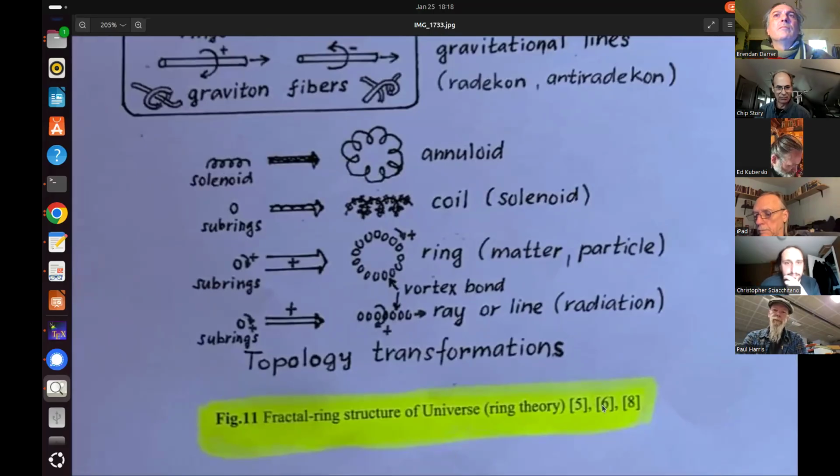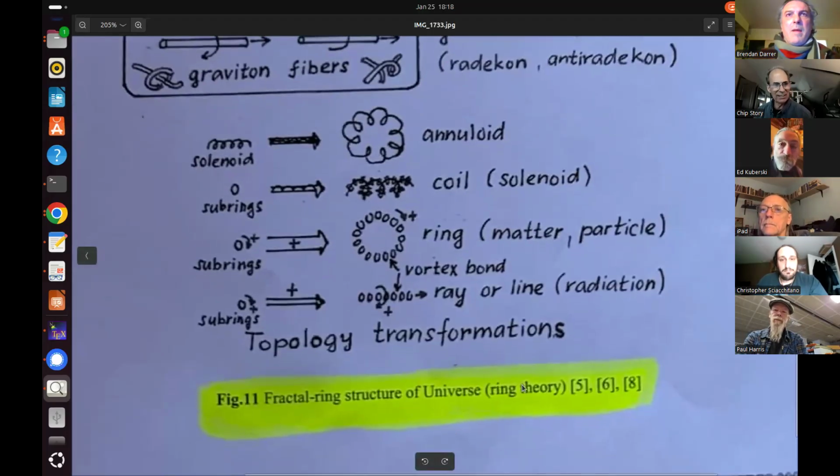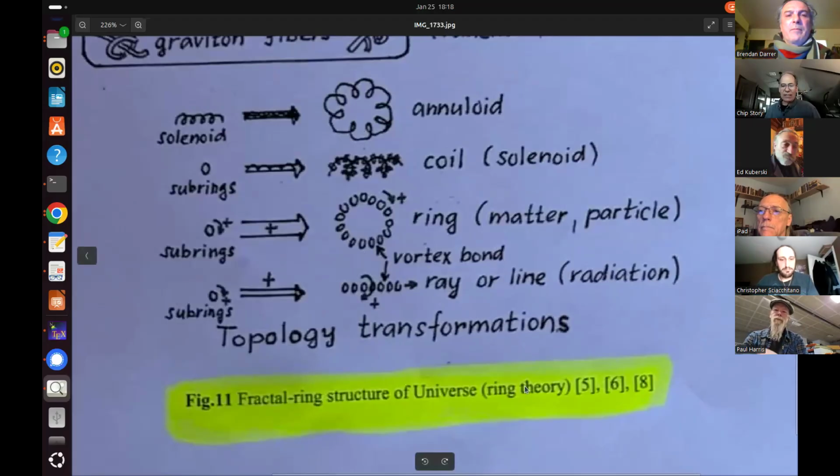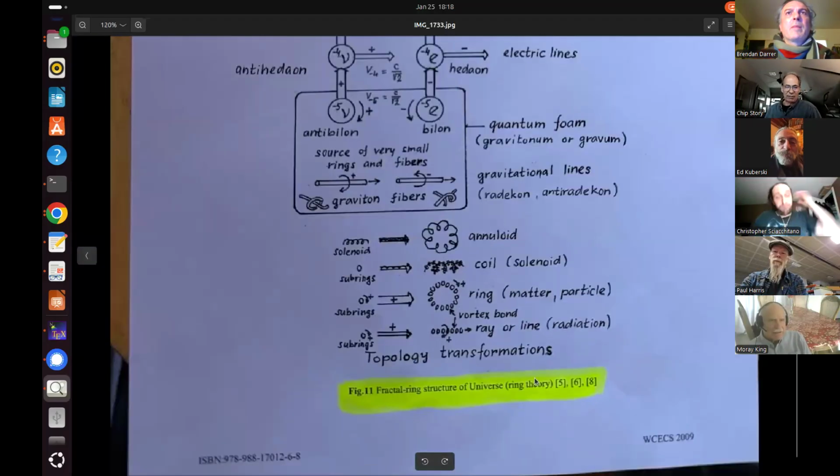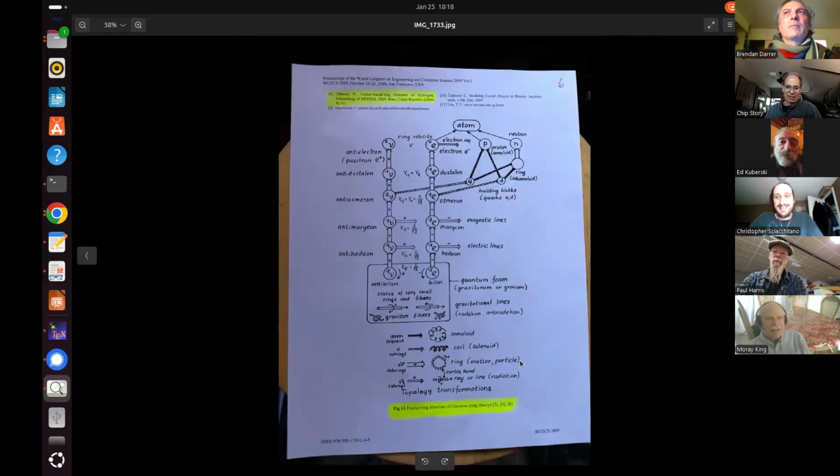Subrings again, ring matter particles put together in a vortex ring. He's merging everything into the vortex ring. Subrings, arrays or lines of radiation and particles. He has merged radiation and particle, the biggest headache in understanding photons and electrons, and that's the double slit experiment. Nobody can explain it, blah, blah, blah. Here he has a way to do it, which alone is fascinating. Topology transformations. Yeah. Maureen, what have we got?